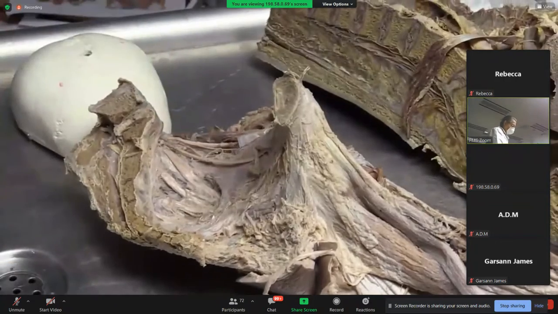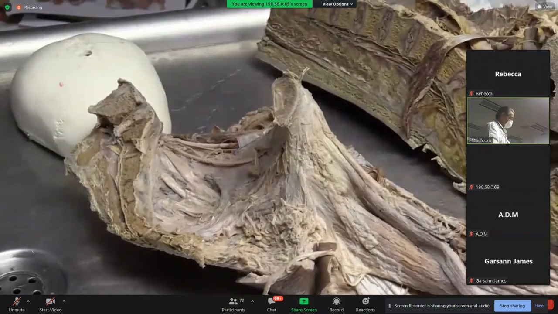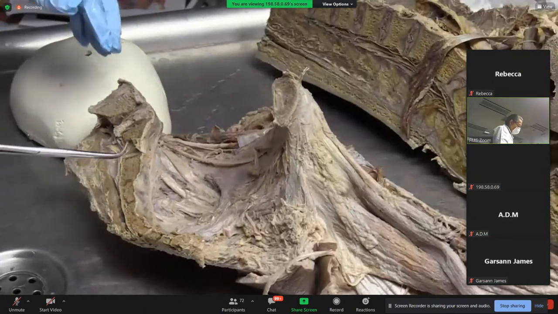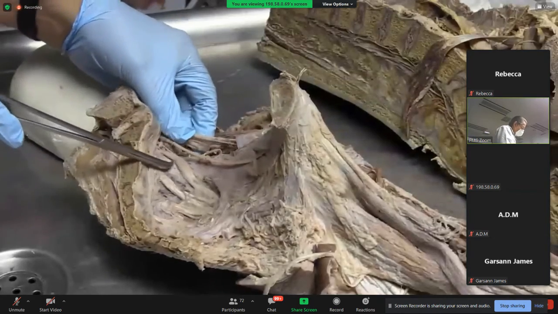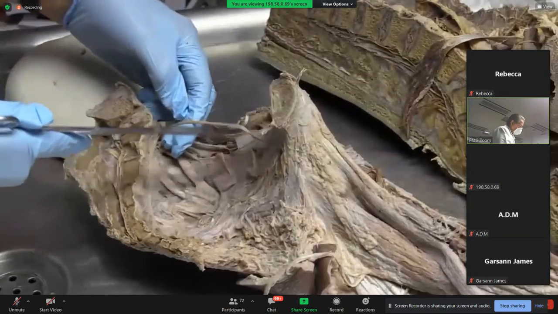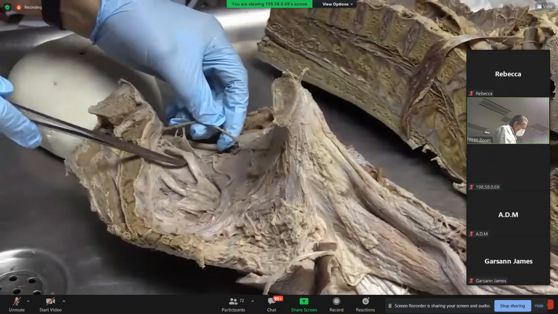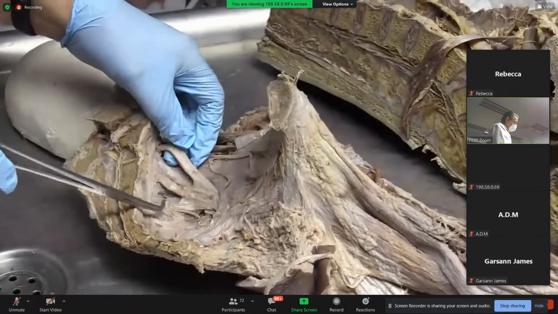So this is the sacral plexus. Again, you're not supposed to be doing this until you do the YouTube. So I just want to show you that this is the lumbosacral trunk here. This is the obturator nerve, going into the obturator foramen. This is the lumbosacral trunk, L4, L5. This is S1, S2, S3. The muscle that's behind it is the piriformis.